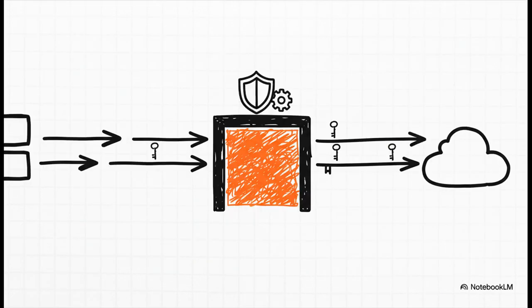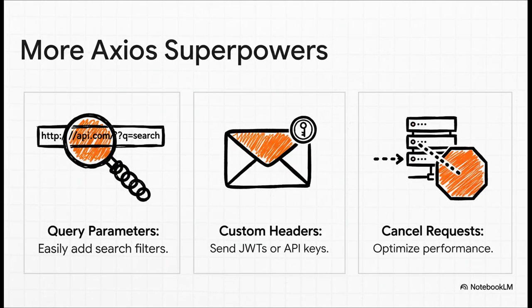So let's talk about the real superpower, interceptors. This feature lets you globally intercept every single request right before it's sent or every response right before it's processed. Now, why is that so powerful? Well, imagine automatically attaching an authentication token to every single outgoing request, or maybe creating a universal error handler for all your responses. You write that logic one time in one place, and it applies everywhere. It's incredible.